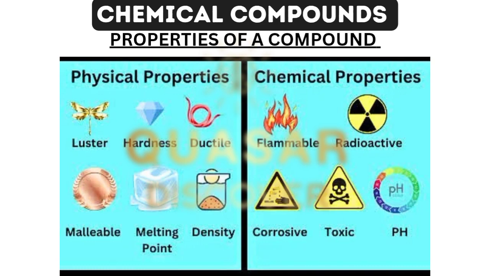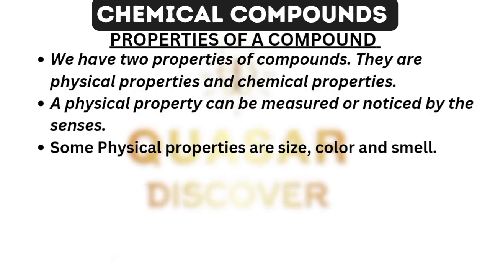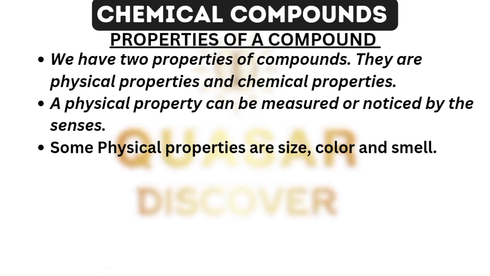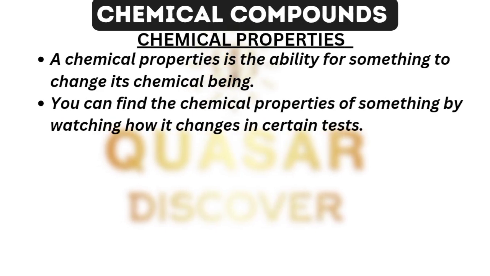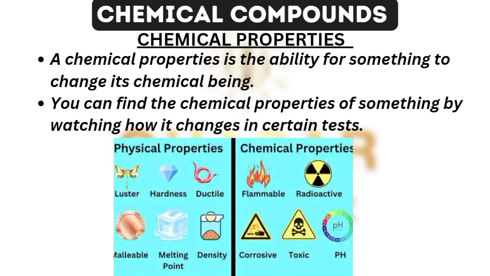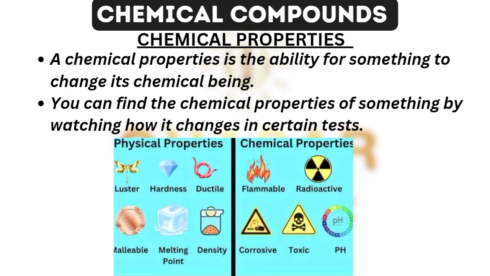Properties of compounds. We have 2 properties of compounds. They are physical properties and chemical properties. Physical properties. A physical property can be measured or noticed by the senses. Some physical properties are size, color, or smell. A chemical property is the ability for something to change its chemical makeup. You can find the chemical properties of something by watching how it changes in certain tests.